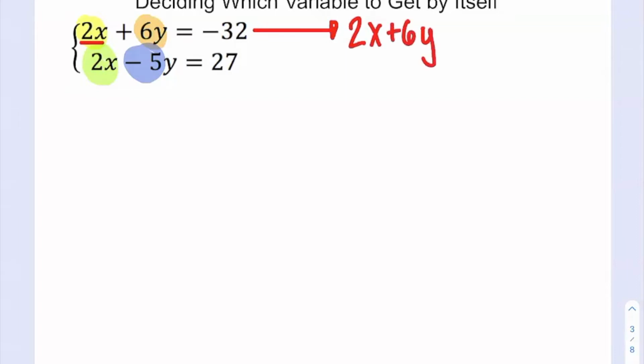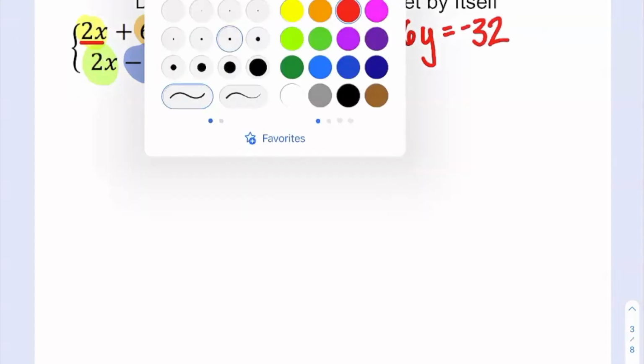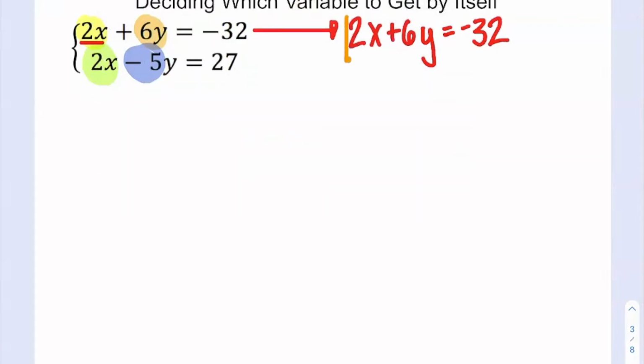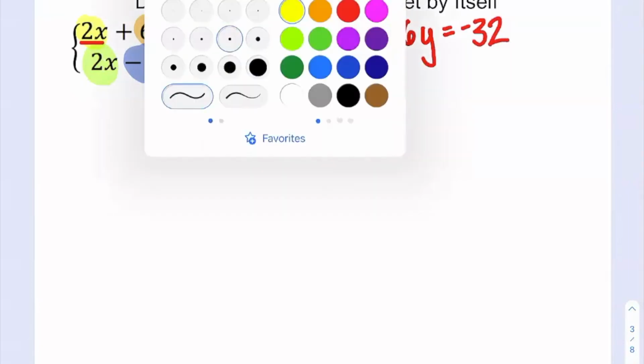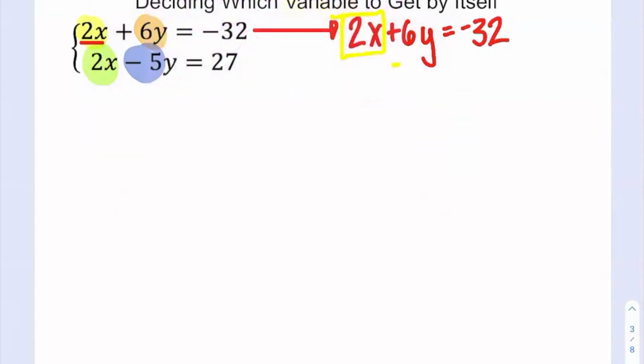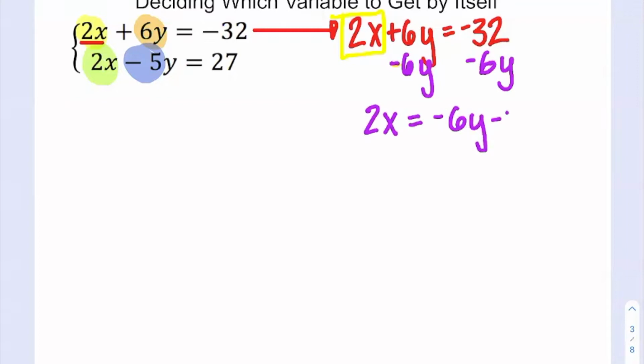Rewrite it over here, solving to get this x by itself. I'm going to minus 6y from both sides. And I get 2x is equal to negative 6y minus 32.